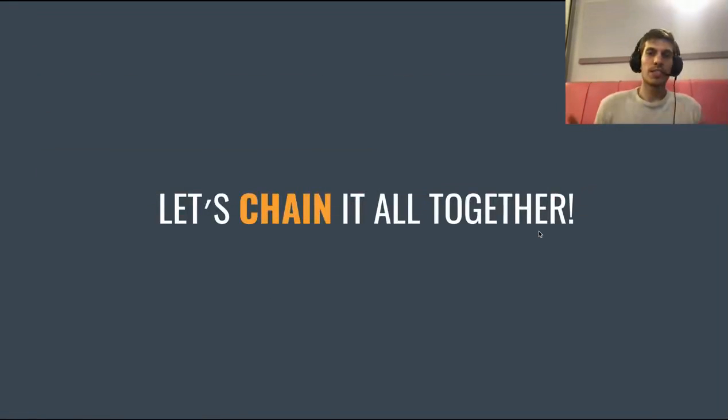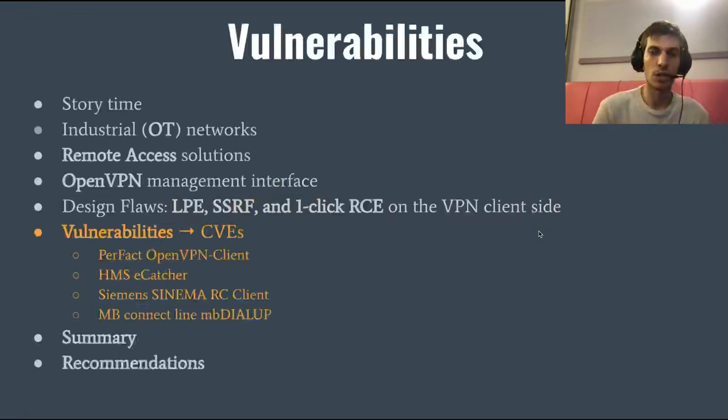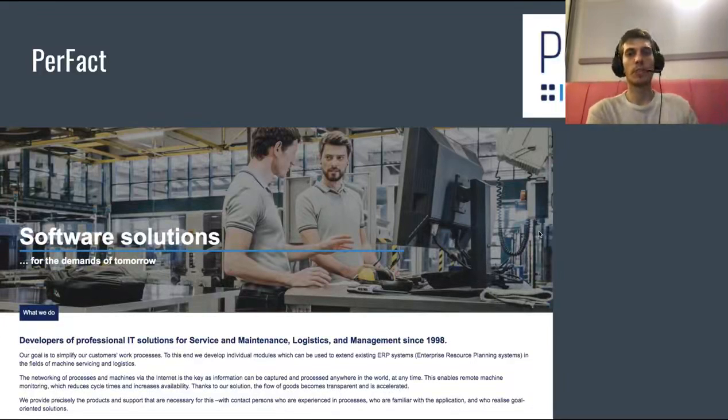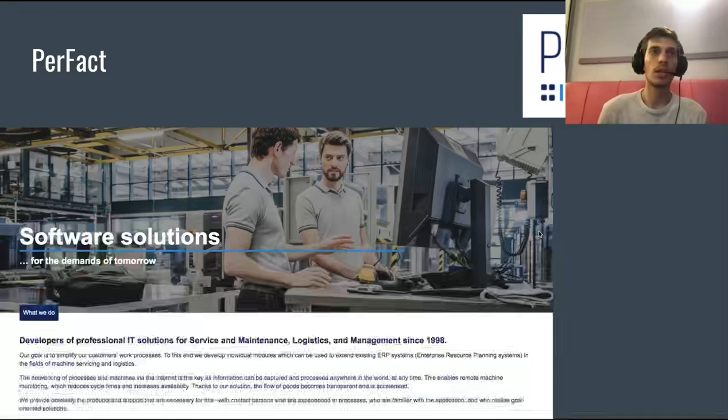So that's the base of our attack and all the different parts in the exploit. And now we will see a couple of examples of vendors that implemented the entire chain and the entire architecture with some flaws that allowed us to exploit them. So let's start with Perfect OpenVPN client. We have here SSRF to one-click remote code execution. Perfect is a software company that develops professional IT solutions mostly for the industrial world, and we encountered it in one of our customers.